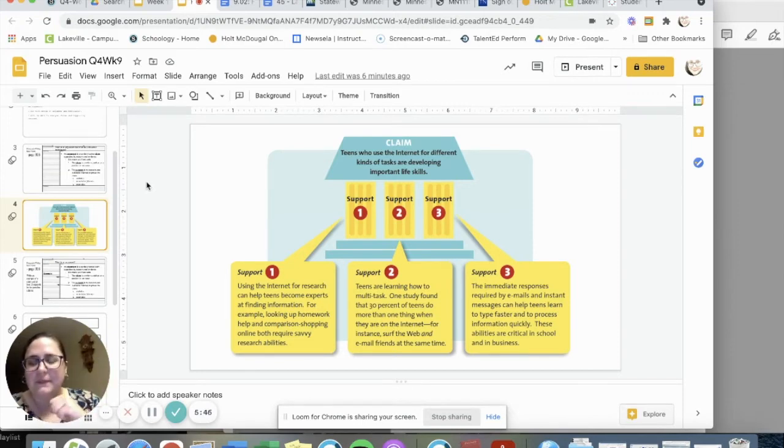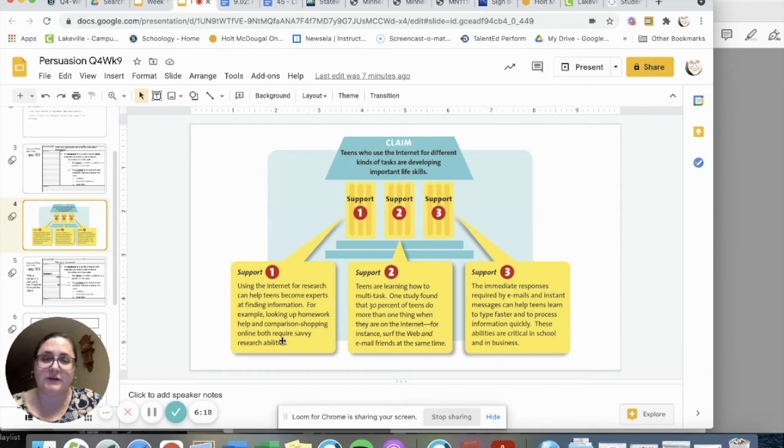That's what we claim. So now we need to support that because, again, you can't just say something and then not back it up. So here's support number one. Using the internet for research can help teens become experts at finding information. For example, here's our example option. Looking up homework help and comparison shopping online both require savvy research abilities.